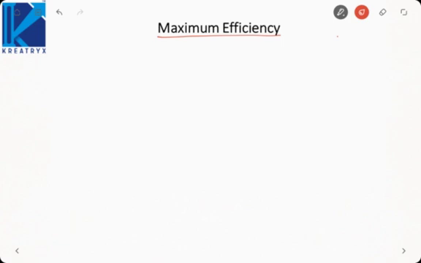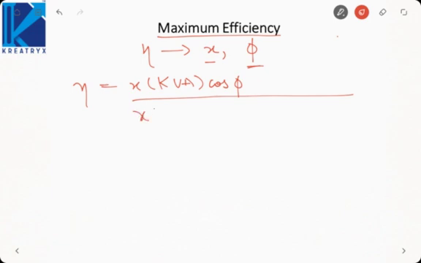Just now we saw that efficiency depends on two factors, x and phi. Phi is the power factor angle. So if we want to maximize the efficiency, we can maximize it with respect to x or with respect to phi. So let us first maximize with respect to phi. Eta was written as x kVA cos phi by x kVA cos phi plus Pi plus x square PCU FL.